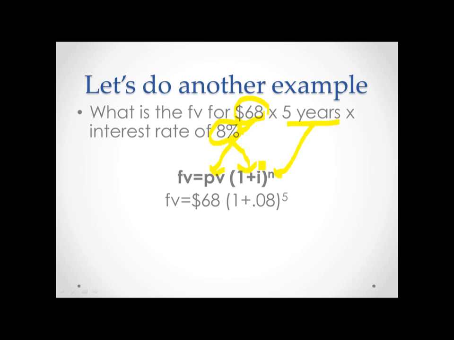So you have 68, 1 plus 0.08 to the 5th power. So when you calculate this out, you get this number here, and then you're going to times 68 times 1.46933, and you come up with a future value of $99.91.